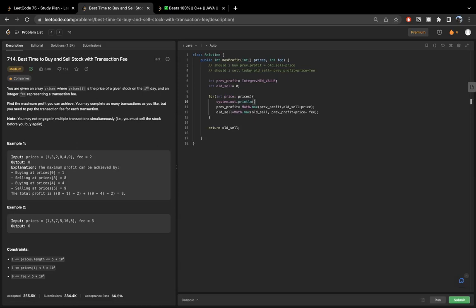Okay, so what we will go with is simple, we will have B for price, or simply price for price. And we will have price to be printed for us. We will have previous profit to be printed for us, which will be what? Previous profit, right? Then we will have old sell printed for us, which will also be simple.